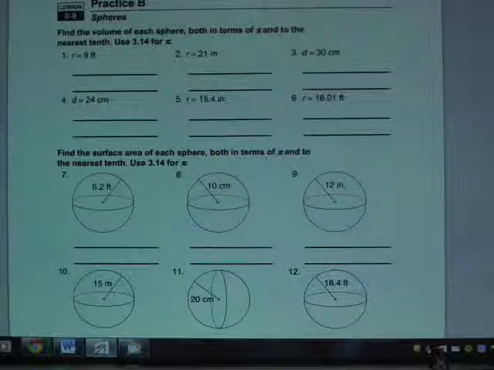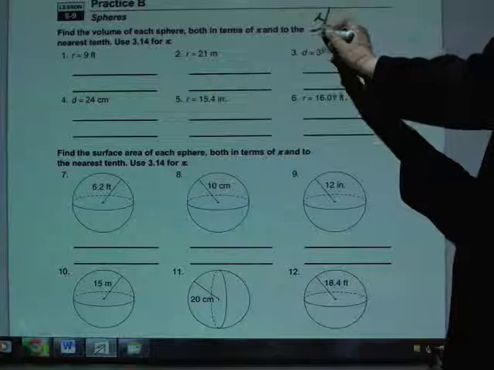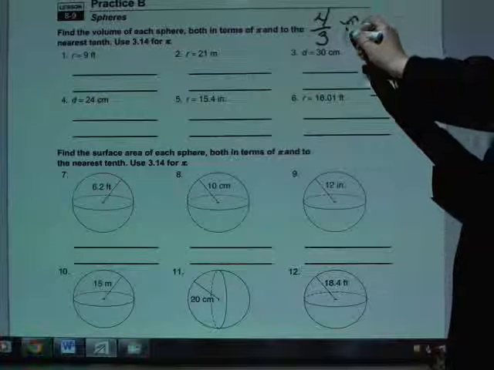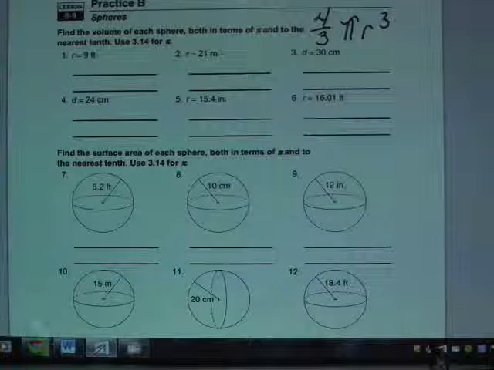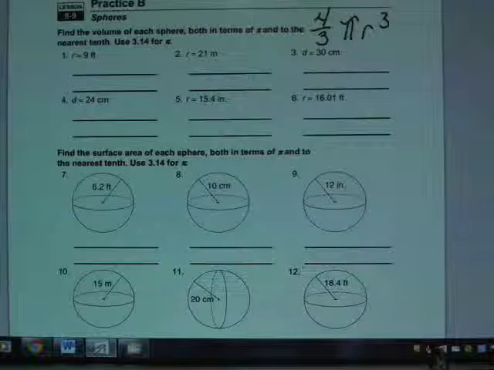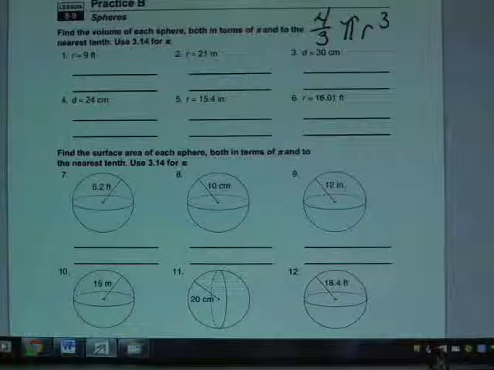In the first 6 questions there, they're asking us to find the volume of the sphere. So, of course, what we need there is the formula right away. It's the same formula that you saw in class today, 4/3 pi r cubed. We're going to multiply together 4/3, which is 4 divided by 3, and pi, which is 3.14, and whatever the radius cubed works out to be. And, of course, we'll do that part first because of the order of operations.